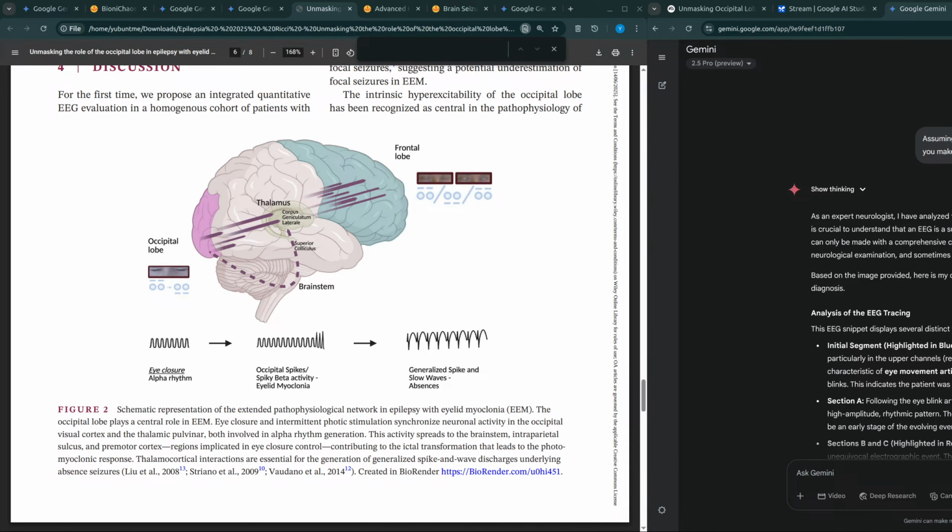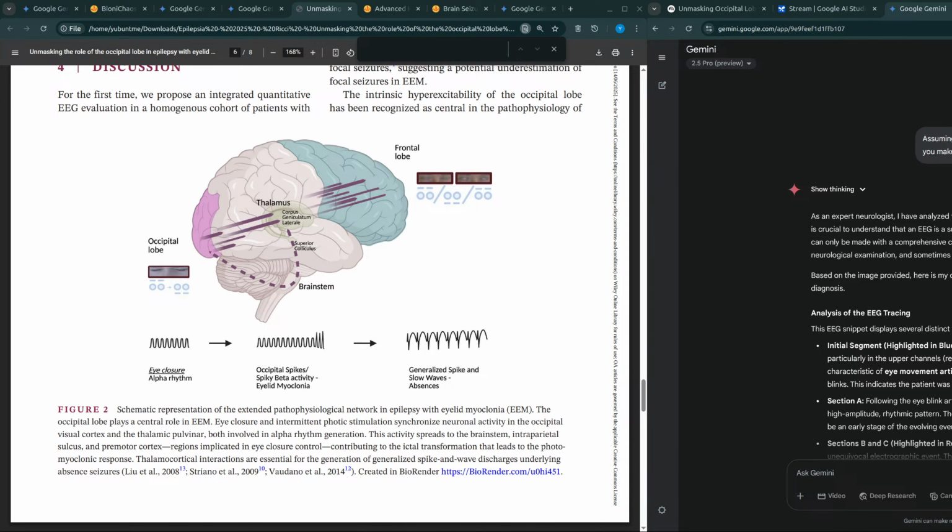Makes sense. It might also tie into problems with the brain's alpha rhythm system, which is really important for visual processing and attention, and we know that can be altered in photosensitive epilepsies. And probably other brain areas involved in controlling eye movements are part of this network too.